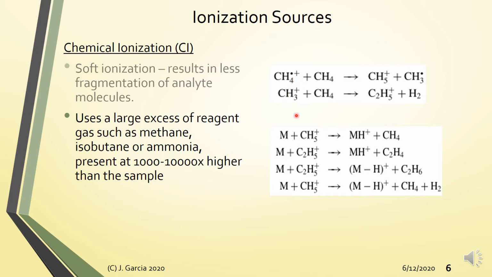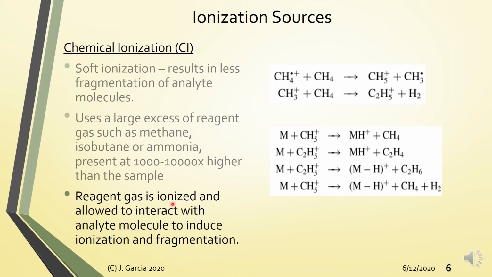Now, this ionized reagent gas then interacts with your molecular analyte, wherein they steal an electron from your analyte. Again, this ionization induces fragmentation, similar to what we said earlier. So the reagent gas is ionized and allowed to interact with your analyte molecule, and this induces ionization and subsequent fragmentation. Again, the spectra coming from chemical ionization contains a lesser number of peaks compared to electron ionization.